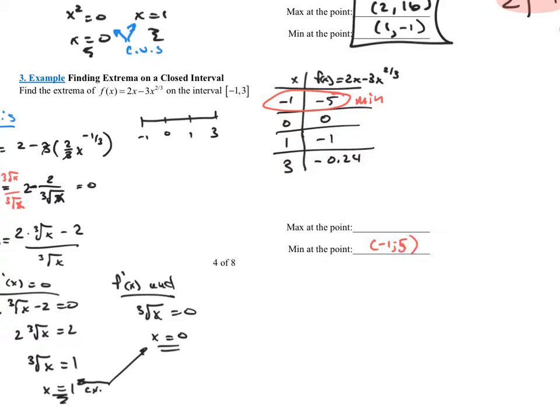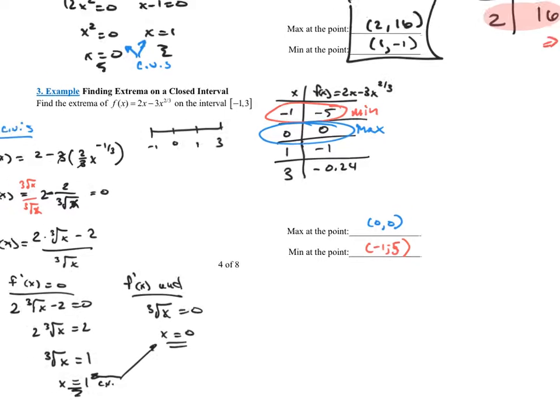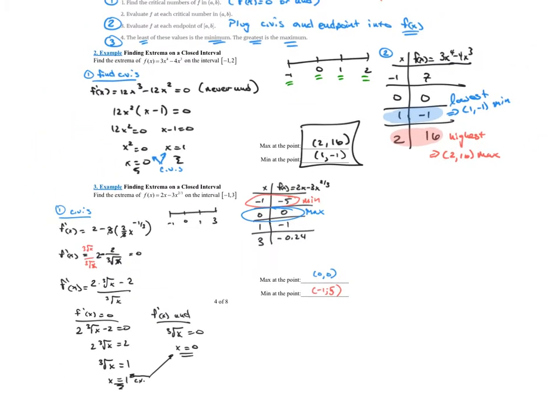Okay? Likewise, I need to look for my highest point. My highest y value, believe it or not, is 0. 0 is the highest y value, so that is my maximum. The point 0, 0 would be my maximum in this case. Okay? So, if you want to see this visually, I highly encourage you to look at the e-text.